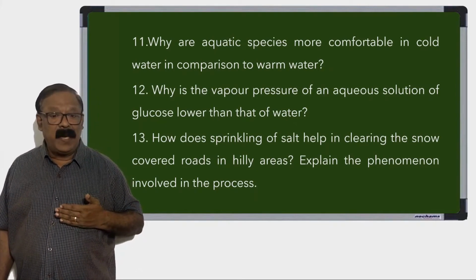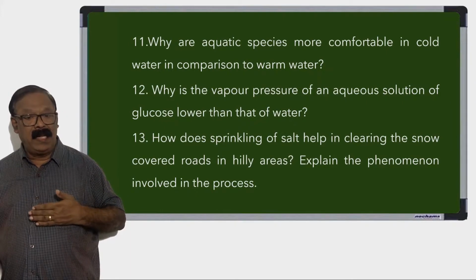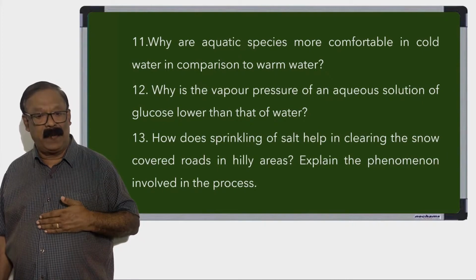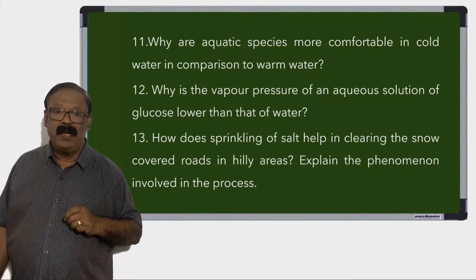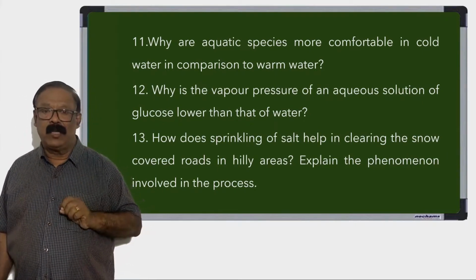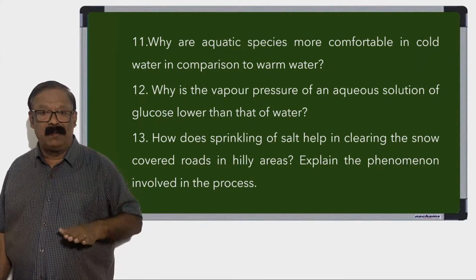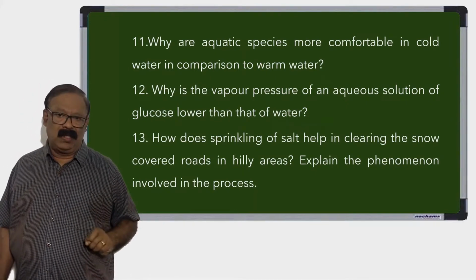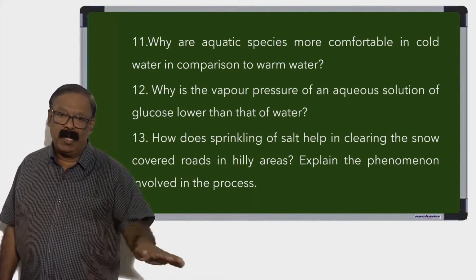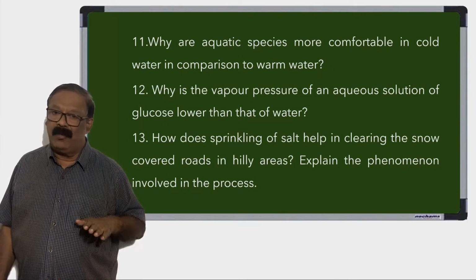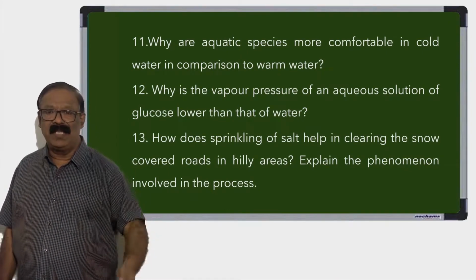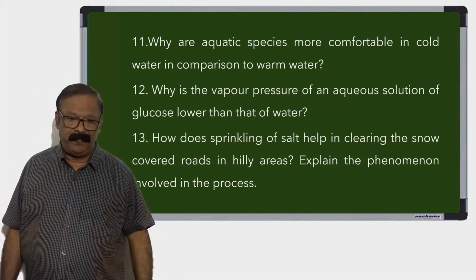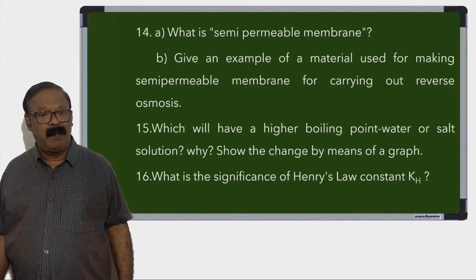How does sprinkling of salt help in cleaning the snow-covered roads in hilly areas? Explain the phenomenon involved in the process. Now this again is based on the lowering of freezing point, or depression in freezing point, by a non-volatile solute. When salt is sprinkled on the road, the melting point of ice decreases and ice will start melting at that temperature. The road will become clean.